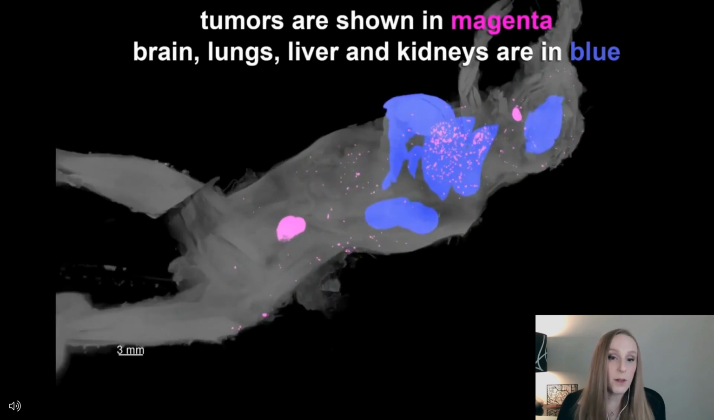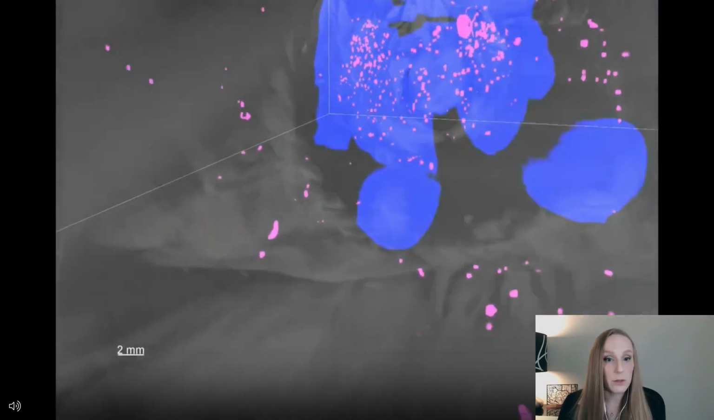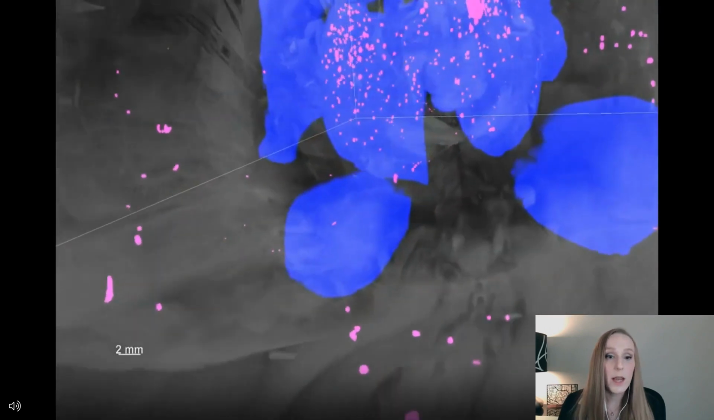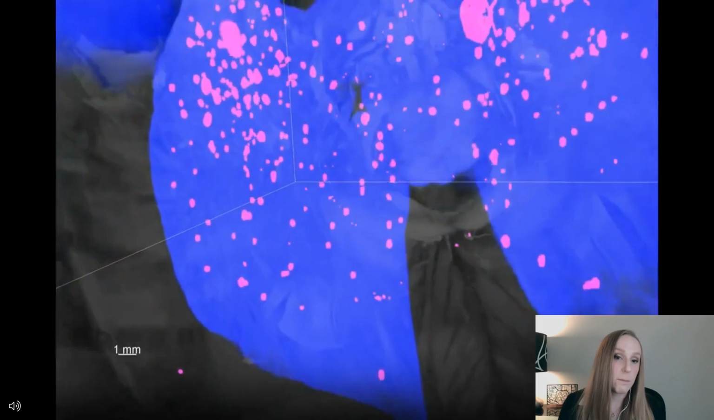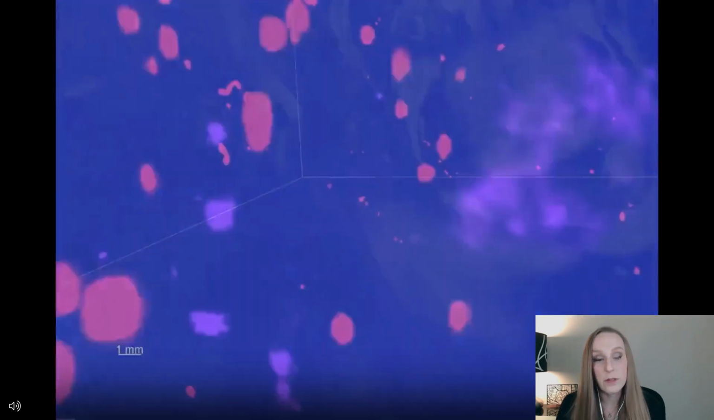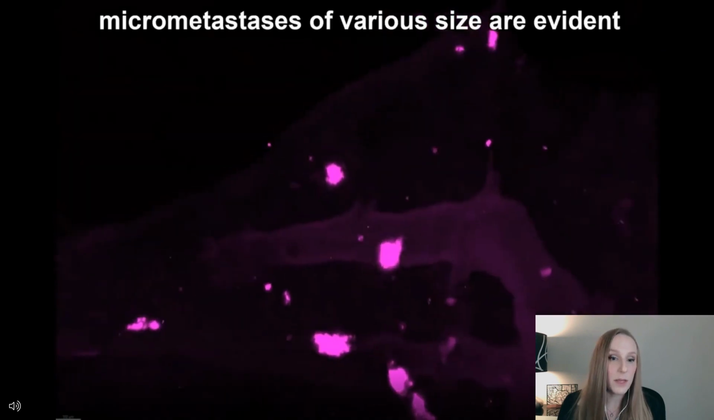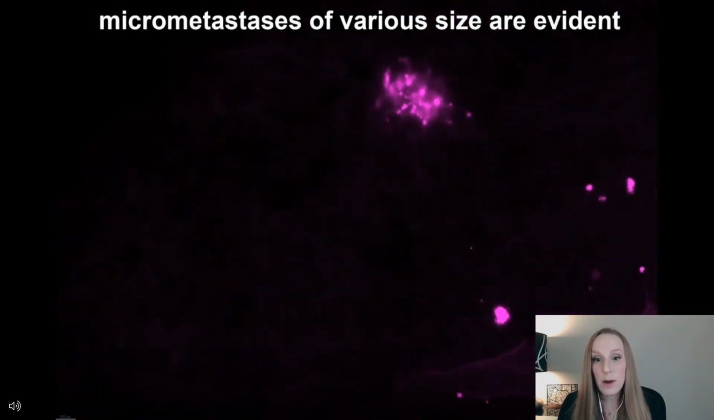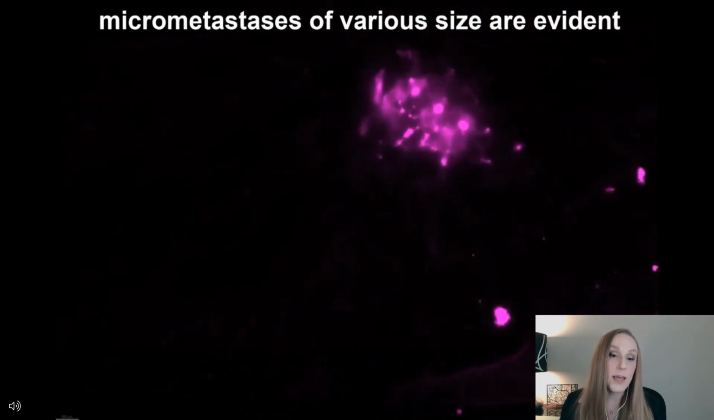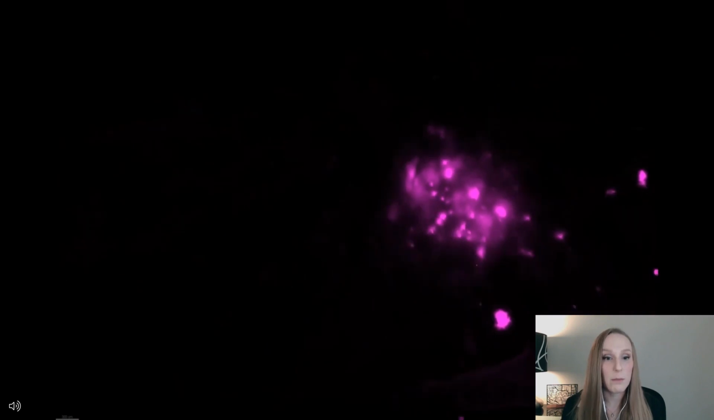As we fly through the mouse here, you'll see in gray just the regular autofluorescence. The blue is each of the organs. And then in the magenta, these are the metastases of the different cancer. What you're seeing now is a zoom in of some of these micrometastases of various sizes throughout the entire mouse. And that's what they're trying to target with the therapeutic antibody treatment.